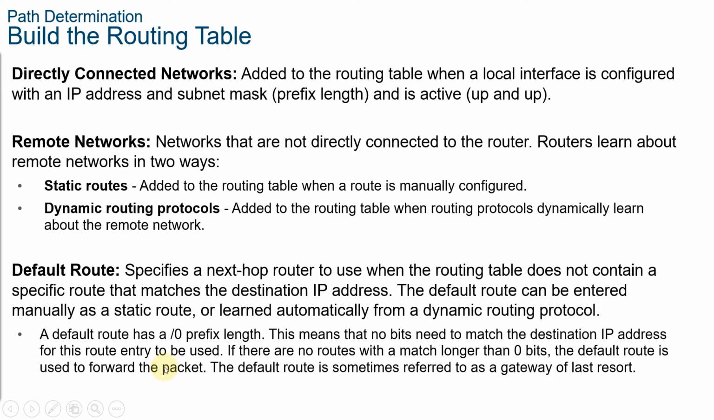Okay, so the /0 prefix length indicates that 0 bits, or no bits, need to be matched in the destination IP address for this route entry to be used. So if there are no routes with a longer match, meaning more than 0 bits, then the default route is used to forward the packet. The default route is sometimes referred to as the gateway of last resort.